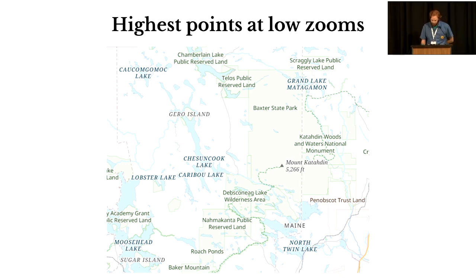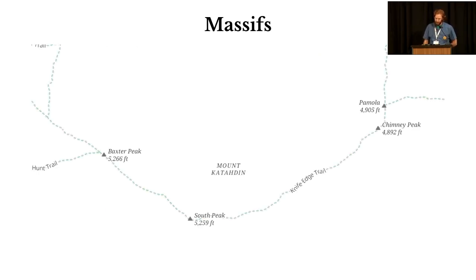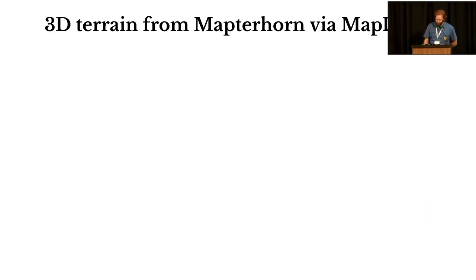We do highest points at low zooms for different states, which is kind of a cool thing that you see on a lot of US maps. Even if it's not a very locally high point, if it's the highest point in a state, it's kind of notable, so we can show that on the map. In this case, Mount Katahdin is the endpoint of the Appalachian Trail, and that can be shown like that. And if you zoom in, the actual name of the peak for the highest point is called Baxter Peak, so we can switch out the labeling there and show the massif of Mount Katahdin.